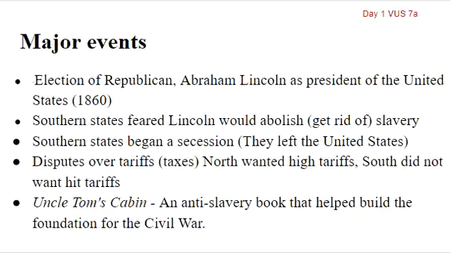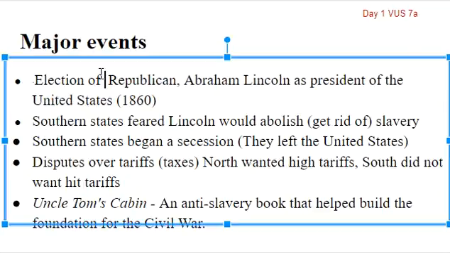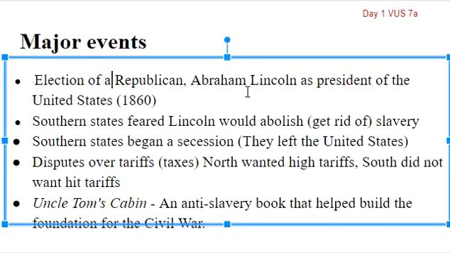So, some of the major events that led to the Civil War. First was the election of a Republican, Abraham Lincoln, as President of the United States. Remember, Republicans were against slavery during this time, and Lincoln was the first Republican to win. The southern states feared Lincoln would abolish, which means to get rid of, slavery. Because they were afraid Lincoln would get rid of slavery, they began secession, which simply means they left the United States.